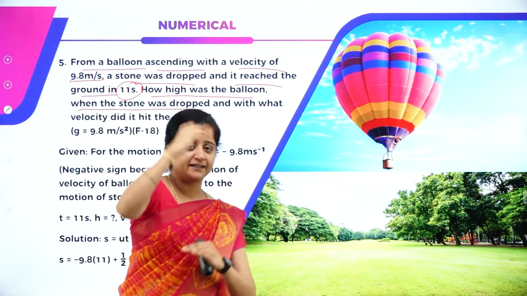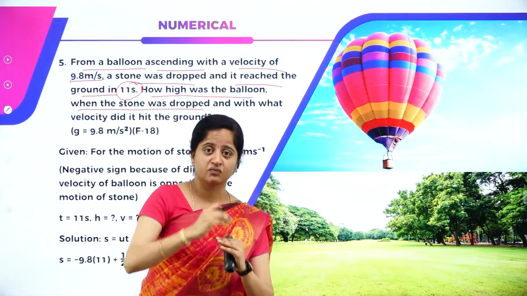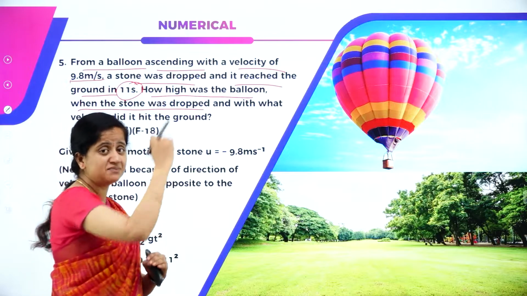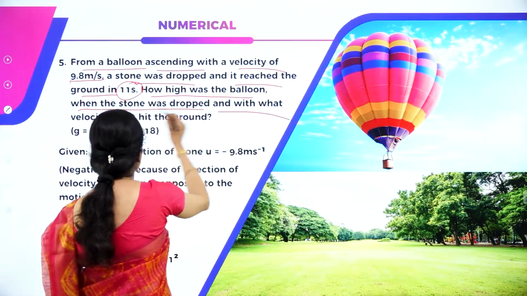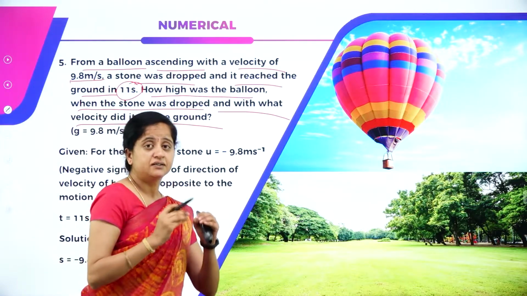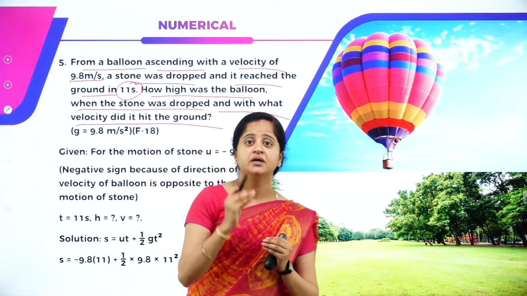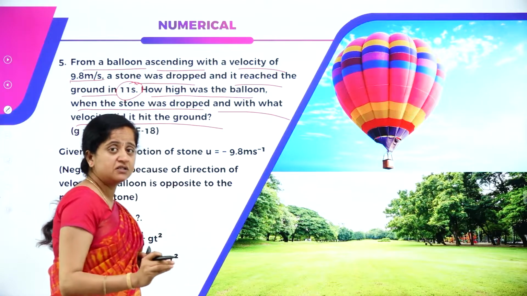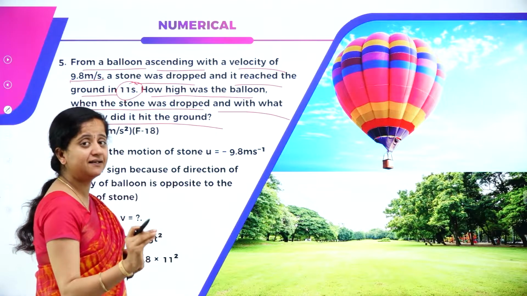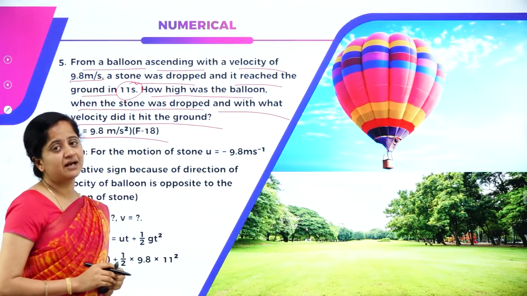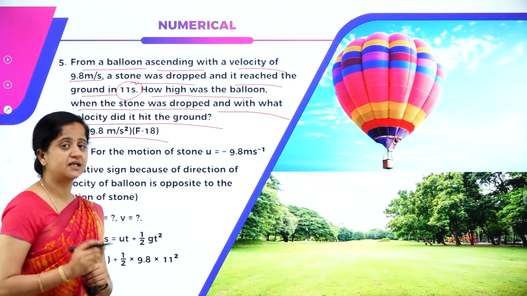So, what is the height, the displacement of the balloon when the stone was dropped and it reached the ground in 11 seconds? We have to find the displacement of the balloon and with what velocity did it hit the ground. The stone was dropped from the balloon. We need to find out the velocity of the stone when it hits the ground. What is the velocity of the stone when it hit the ground? We have to find out. It is also given that the acceleration due to gravity is 9.8 meter per second square.